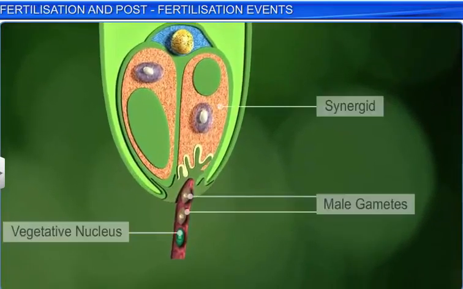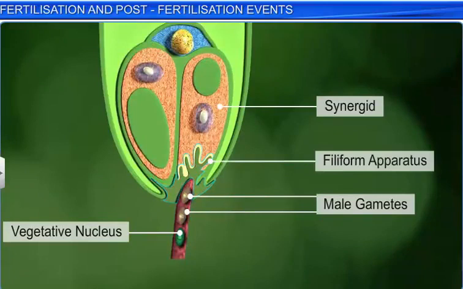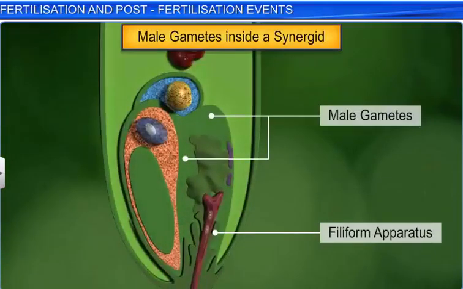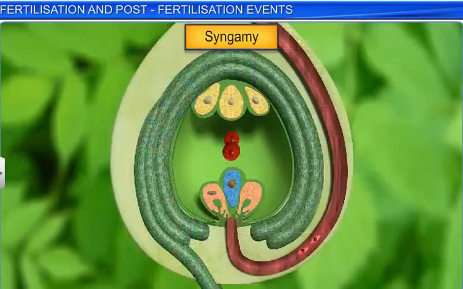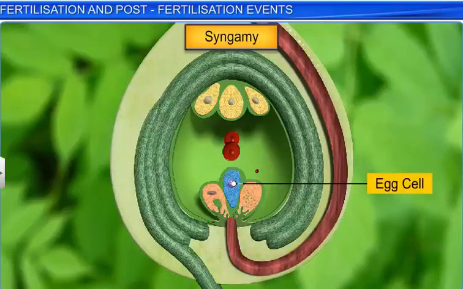The pollen tube now enters one of the synergids through the filiform apparatus, during which it ruptures and releases the male gametes into the synergid's cytoplasm. Of the 2 male gametes, one enters the egg cell and fuses with its nucleus. This fusion, known as syngamy or first fertilization, results in the formation of a diploid zygote.